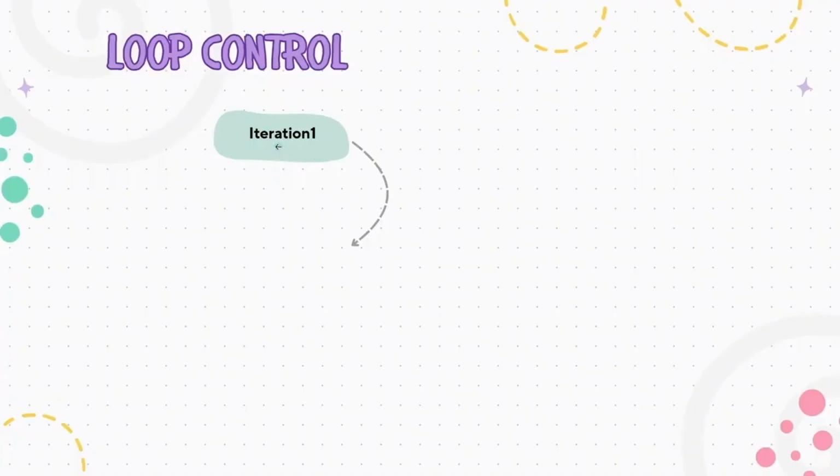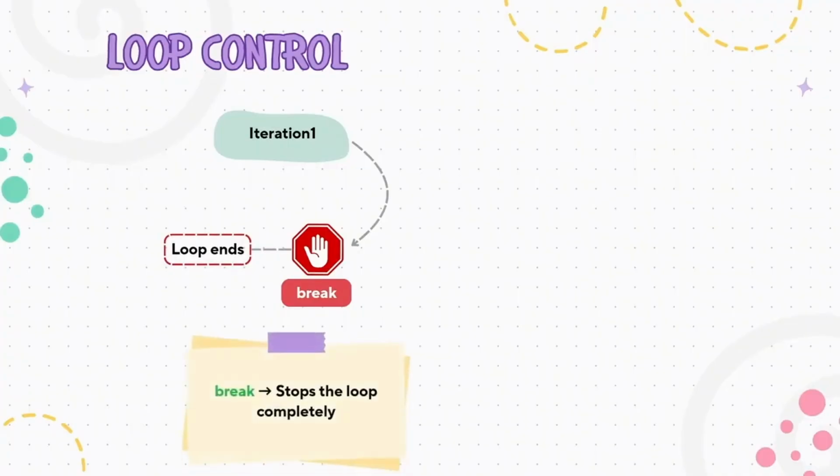So let's say we want to stop a loop after the first iteration. That is, after the loop has run 1 time, we want to stop it for some reason. Well, that's where the break statement comes in. And this is one of the tools that we will be using in loop control. If we want to stop the loop after a certain number of repetitions, we can use the break statement and it will stop the loop for us. So a break statement completely stops the loop.